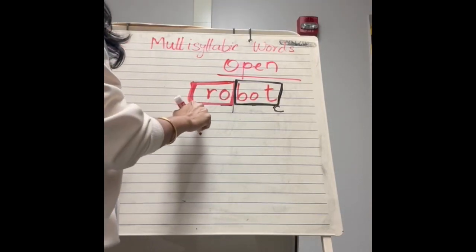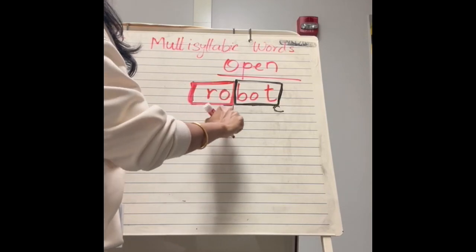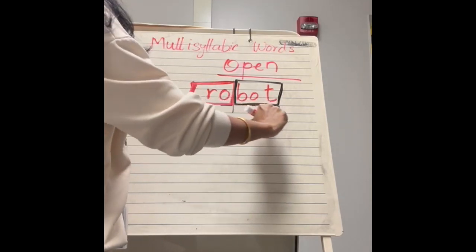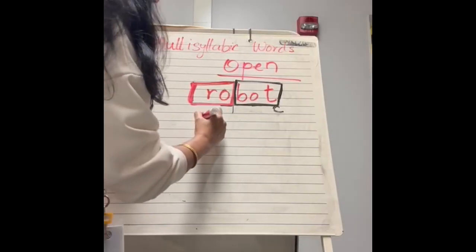Okay, so this is the red one, R, O, ro, b, ot, bot, robot. Okay, that's robot. Can you understand that? Yes, that is an open syllable. That is robot. Okay, so now let me explain another word.